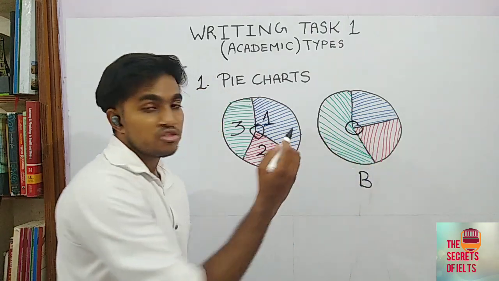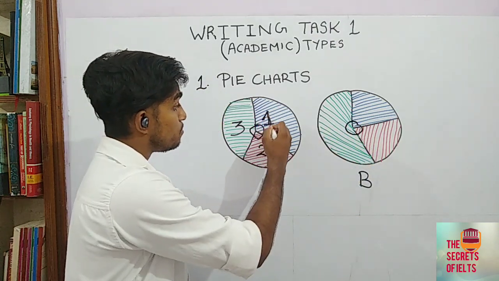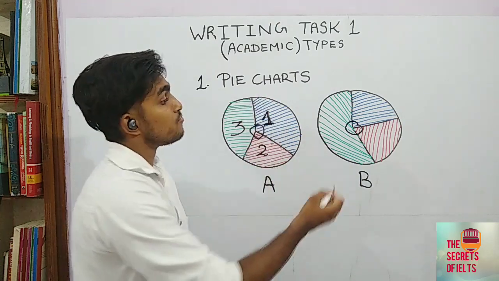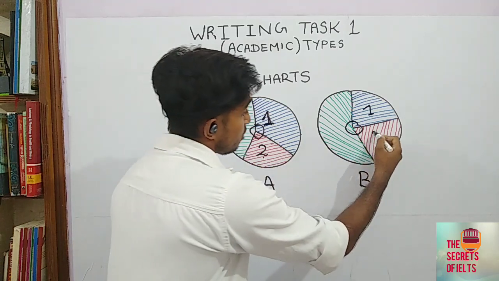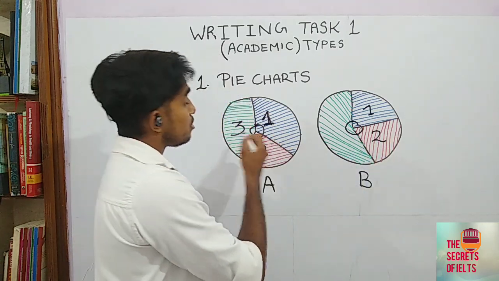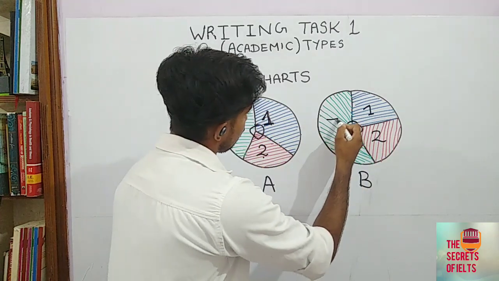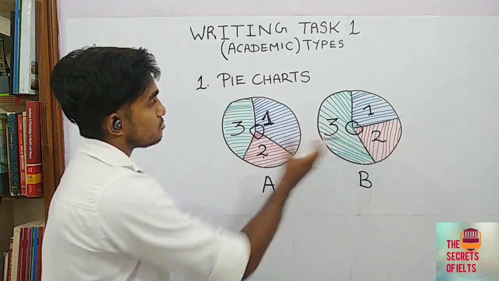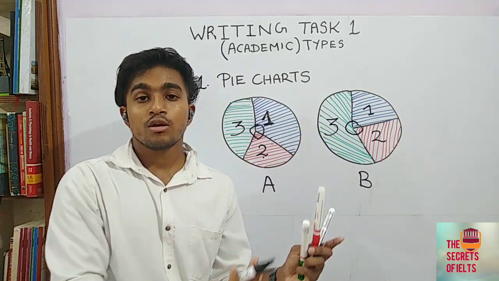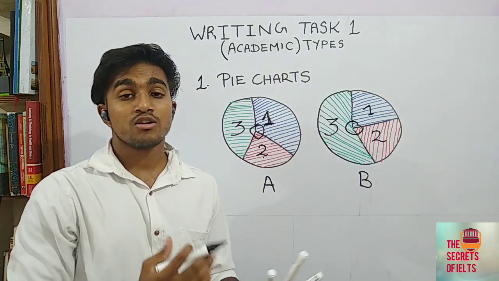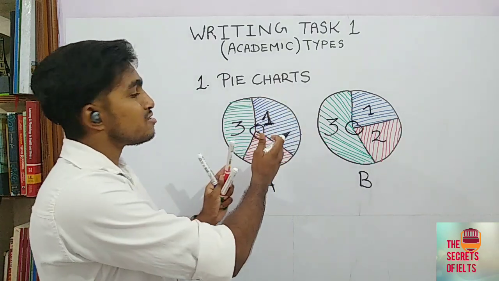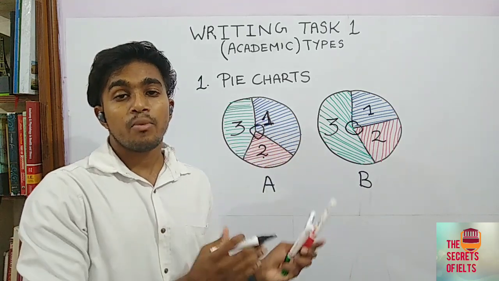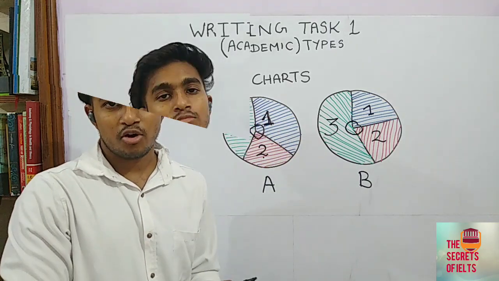If you have to compare both the charts, then you have to compare the blue with the blue itself, the red commodity with the red commodity, and the third one, that is the green, can be compared with green only. So you have to explain what the trends are, what the big comparisons are, what the major findings are, and you have to give a conclusion. So this is called a pie chart Task 1 format.